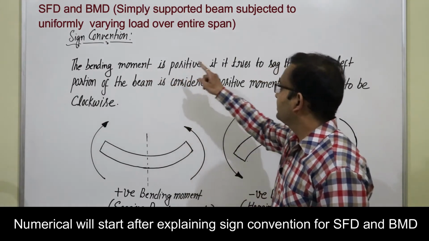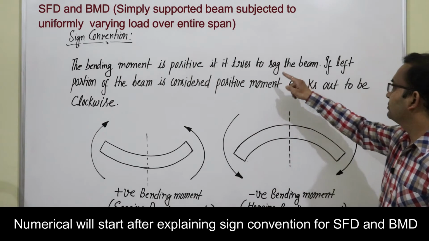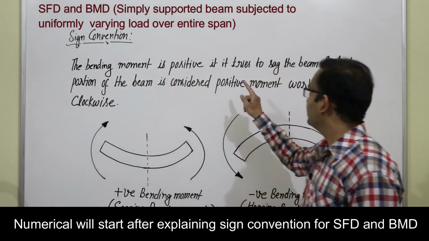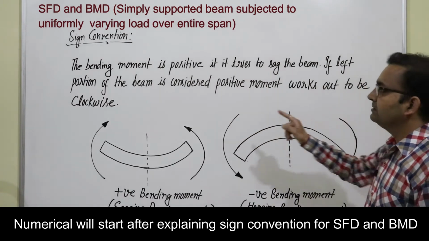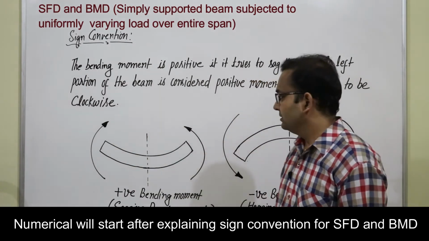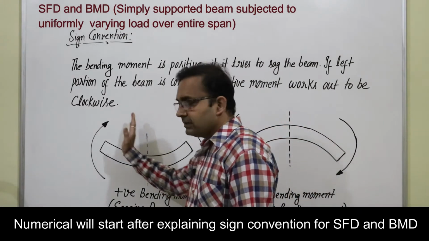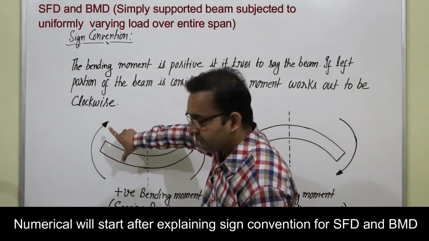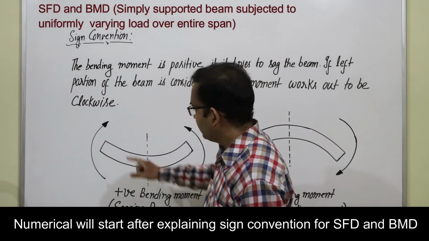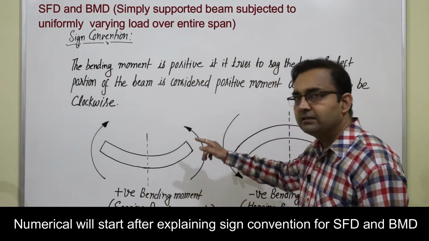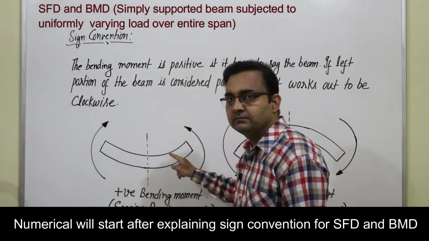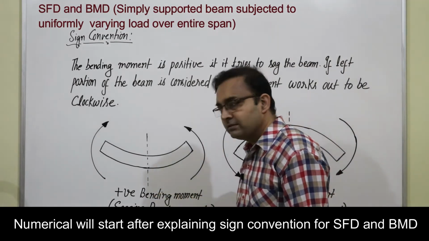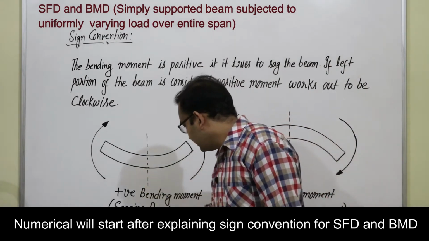The bending moment is positive if it tries to sag the beam. If the left portion of the beam is considered, a positive moment works out to be clockwise. So this is a section and it is the left part, and the bending moment direction is this side, clockwise, and we see this is a beam which is sagging. If this case happens, it is a positive bending moment or sagging bending moment.